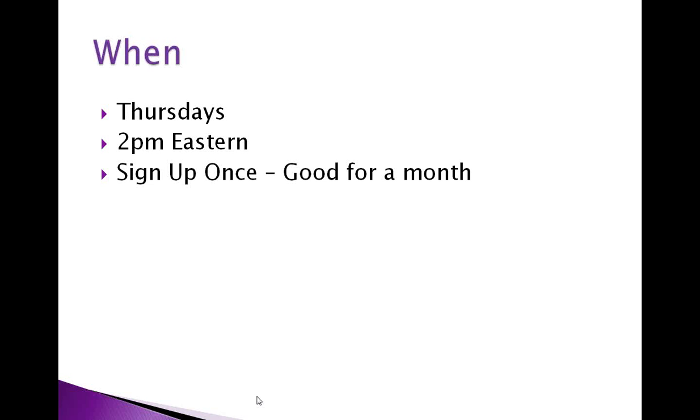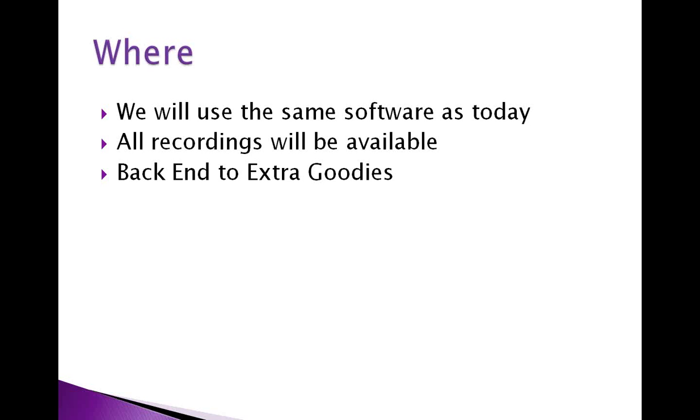So how it works is we're going to meet on Thursdays at 2 p.m. Eastern. And now we finally have it set up where you can just sign up once and you are good for the entire month. When the new month rolls in, we'll set you up with a new link to sign up, and then you're good for another month. Very, very simple. We use this software because I can record it and I can get it online and we can put it out there and make sure that everybody is able to take a look at what's going on.